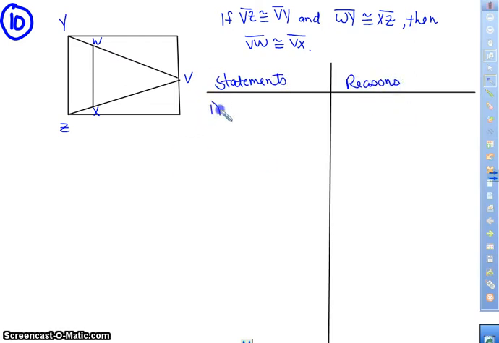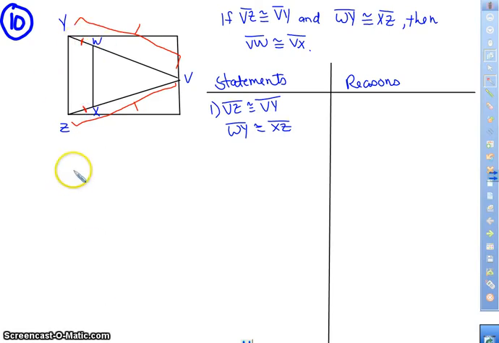Okay, so we're going to go ahead and write out our given, and that would be VZ segment VC is congruent to VY. And as I write these in, I'm going to mark them off. So VZ here, this whole thing, is congruent to VY. Okay. I also know that WY is congruent to XZ. So let's find those here. WY is congruent to XZ. And I'm trying to prove that VW is congruent to VX.